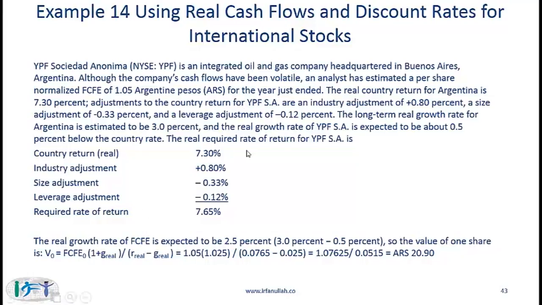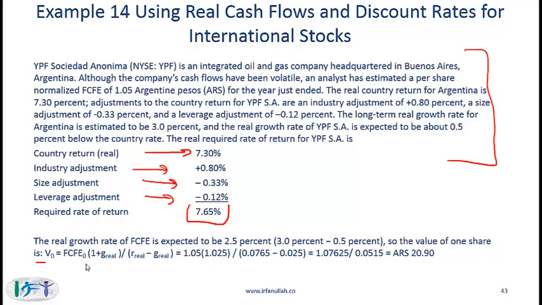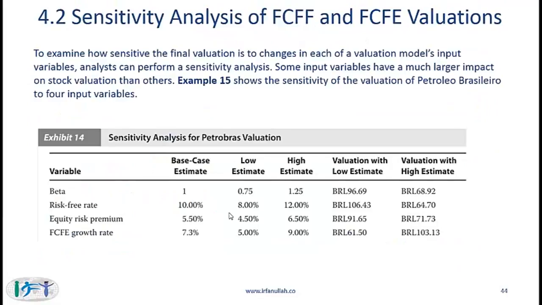Okay, so here is a very straightforward example. It might look complicated, but the underlying concept is straightforward. You are given the various adjustments in this discussion over here. This is the country real rate, and then these various adjustments are given, and you come up with the required rate. Then your value is FCFE into 1 plus g, so that's this over r minus g, and you come up with a number. So nothing too complicated.